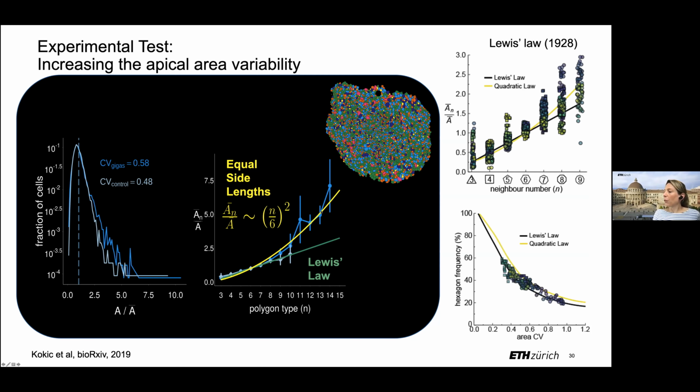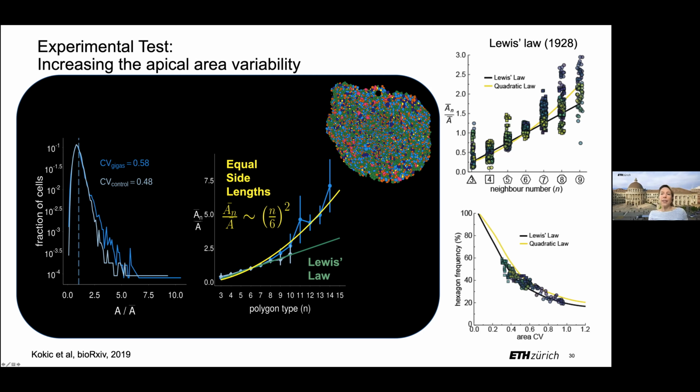If we come back to the 3D data, we can see here that the apical layers that follow the quadratic relationship indeed have a larger area CV, standard deviation over mean. And from our theory we can also derive a relationship between the fraction of cells with 6 neighbors, hexagon frequency, versus area CV, and you can see that again all layers follow that perfectly.